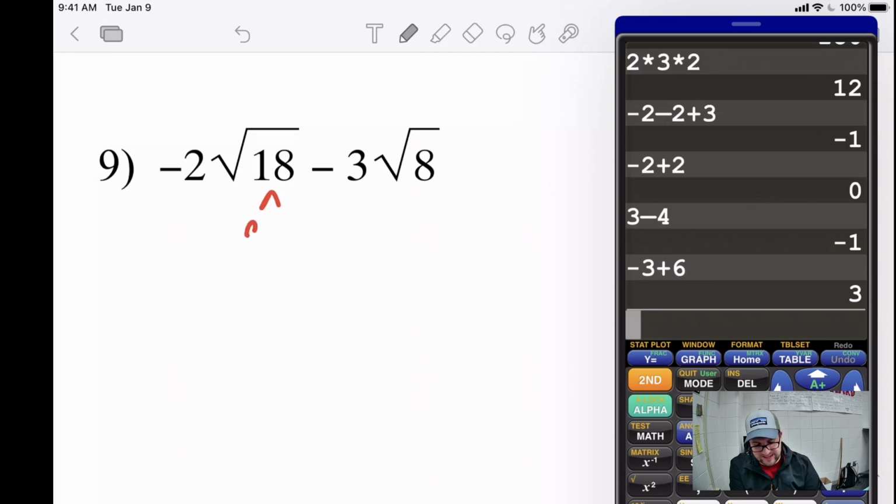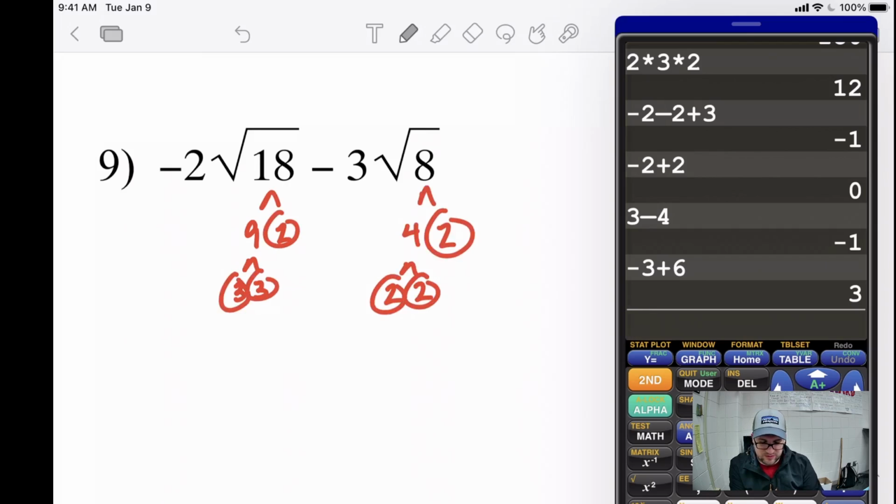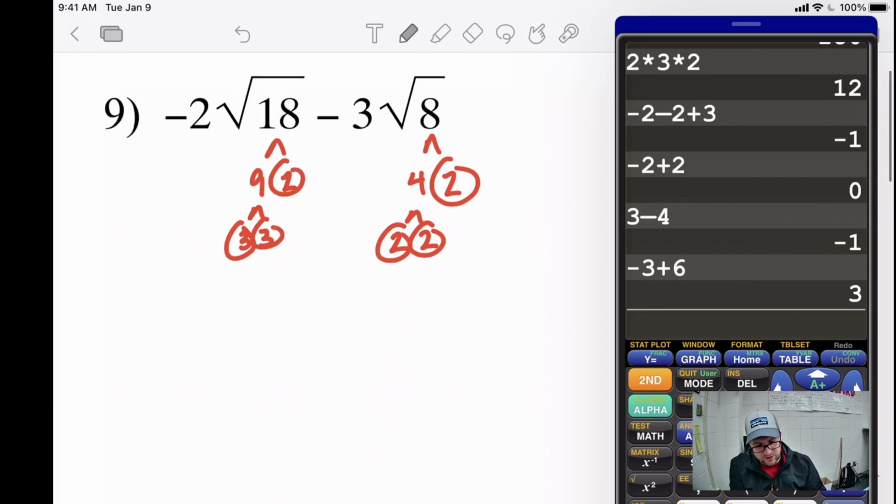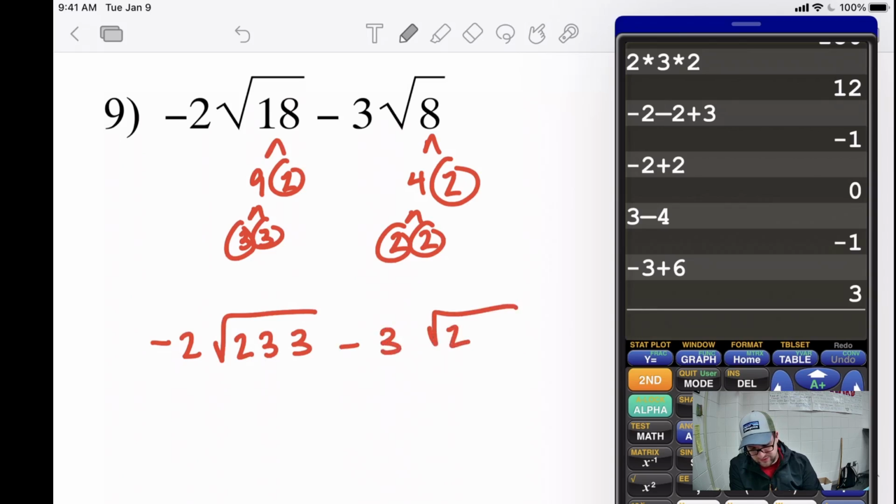So 18 is 9 and 2. 9 is 3 and 3. 8 is 4 and 2. And 4 is 2 and 2. At this point, we can rewrite these. So I'm going to have negative 2 square roots of 2, 3, 3, minus 3 square roots of 2, 2, 2.